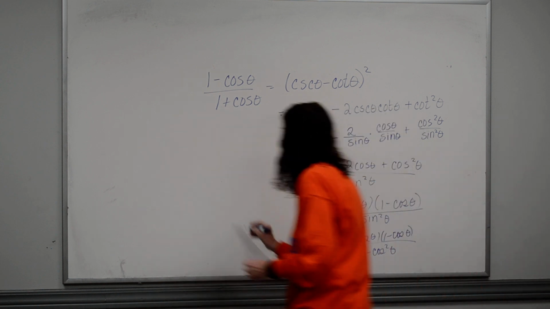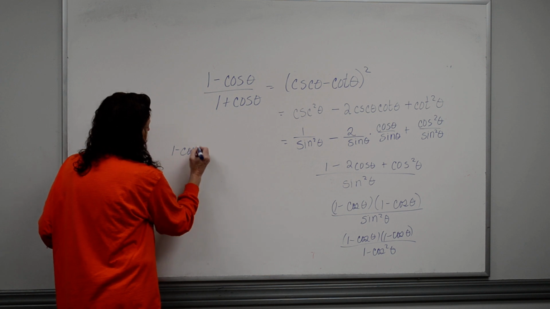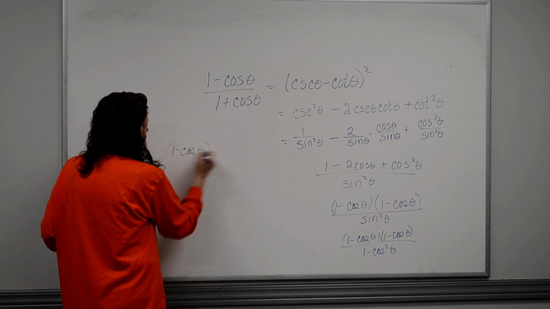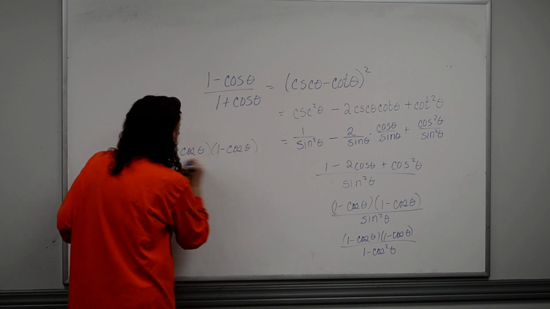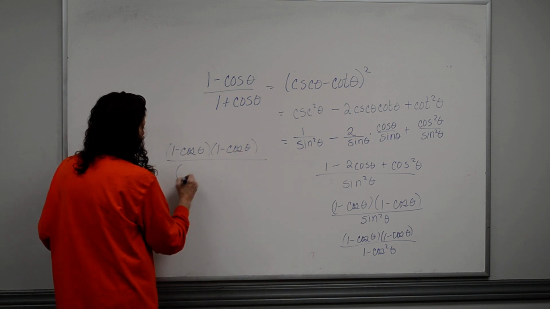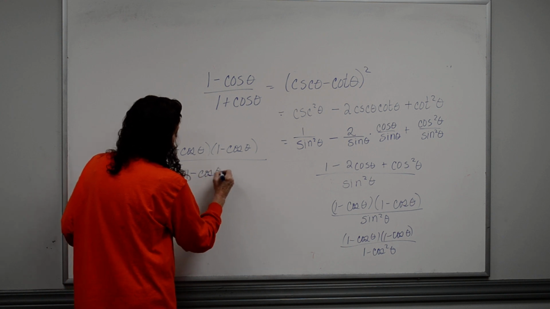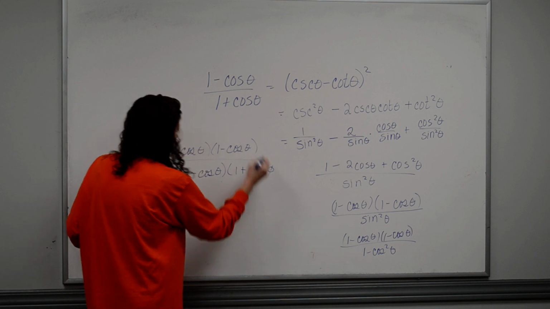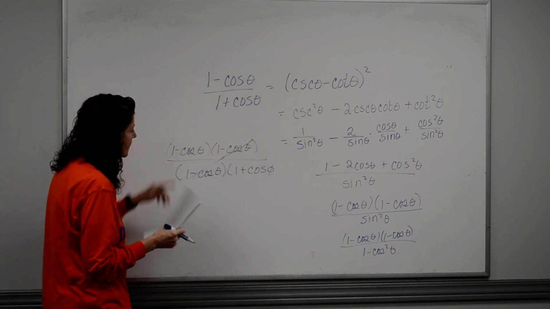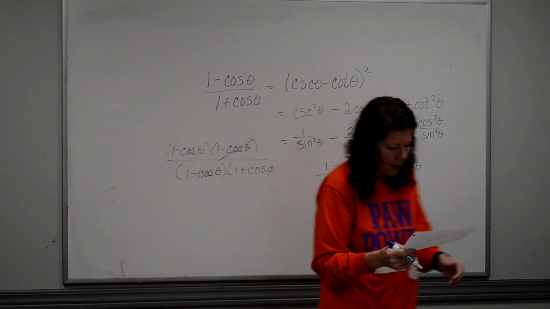I'll come back over here. So on the top, I have 1 minus the cosine of theta times 1 minus the cosine of theta. And on the bottom, that factors into the difference of squares: 1 minus the cosine of theta times 1 plus the cosine of theta. Okay, so that and that are going to cancel out, leaving me with what I was trying to get to.